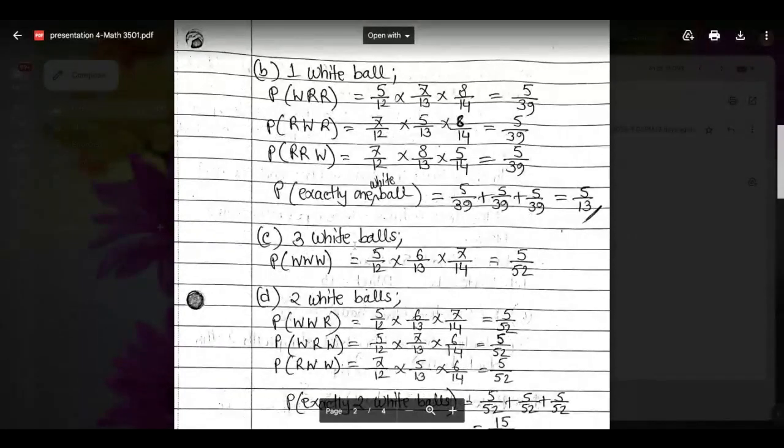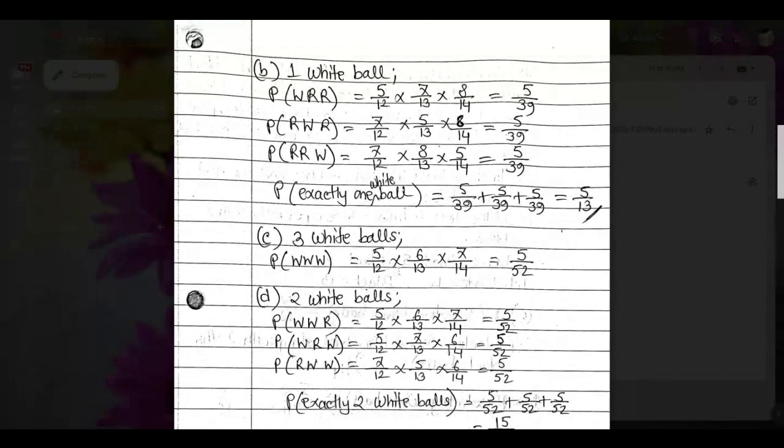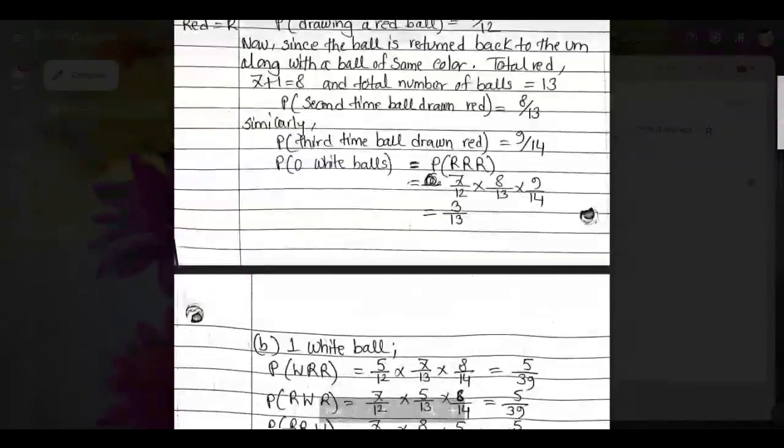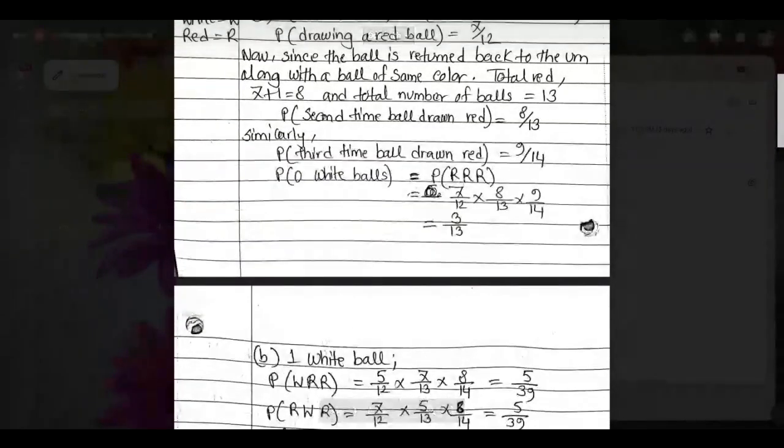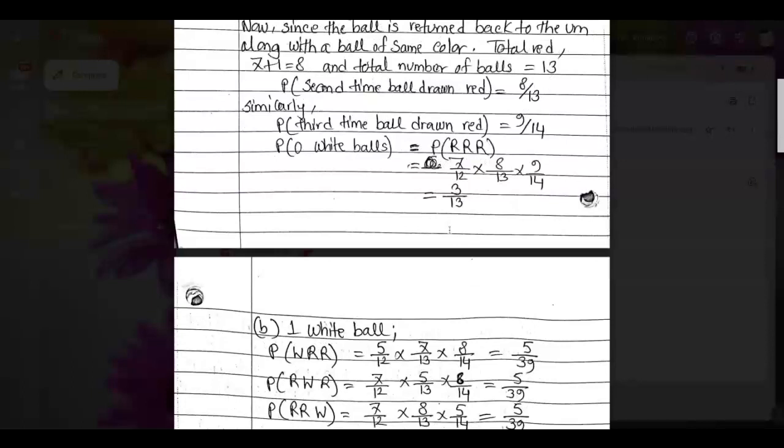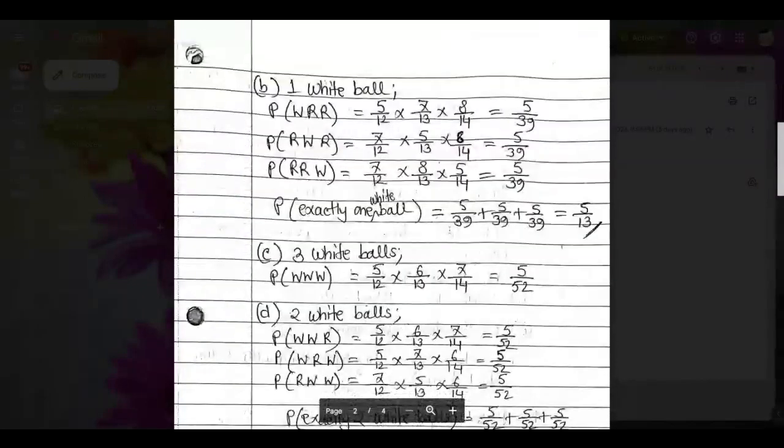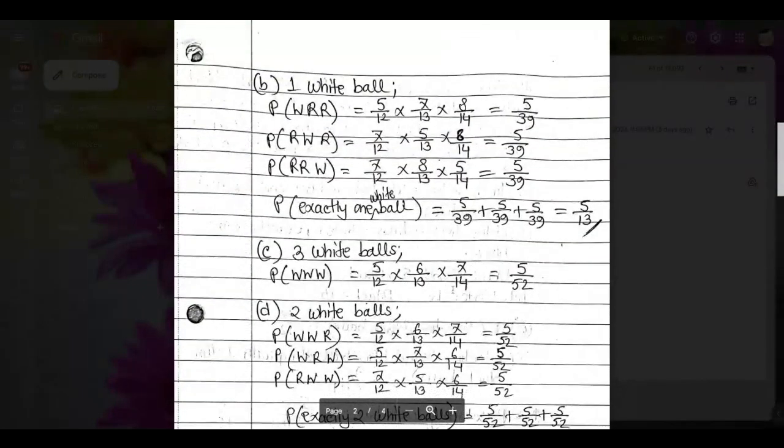And the probability of 3 white balls is going to be the same as what we have done for the probability of 3 red balls. It's going to be 5/12 times 6/13 times 7/14. Each time we're going to add an additional ball of the same color.